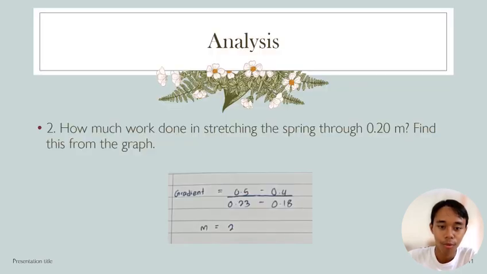For the next part of the analysis, the second one is how much work is done in stretching the spring through 0.20 meter. Find this from the graph. We must find the gradient through the graph. So we take 0.5 minus 0.4, divided by 0.23 minus 0.18, and we get the gradient is 2.